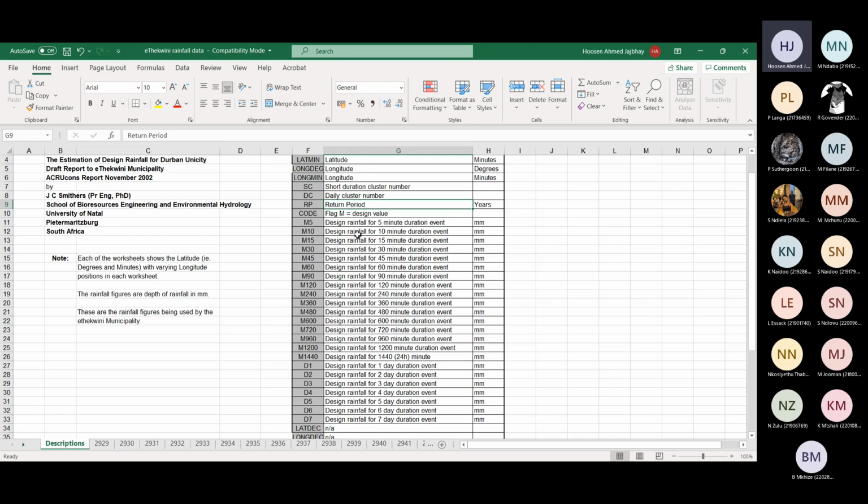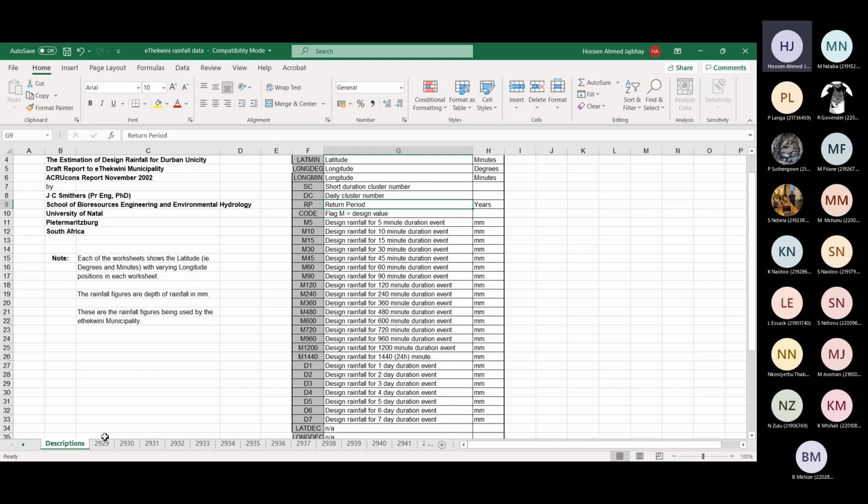And then the design rainfall for the event duration. Now they've got it for 15 minutes and for 30 minutes. They don't have it for 22.5 minutes. So we're going to interpolate. We'll have to read off those two values, M15 and M30, and interpolate from those two values. So that's what we'll be looking at, those particular columns, M15 and M30.